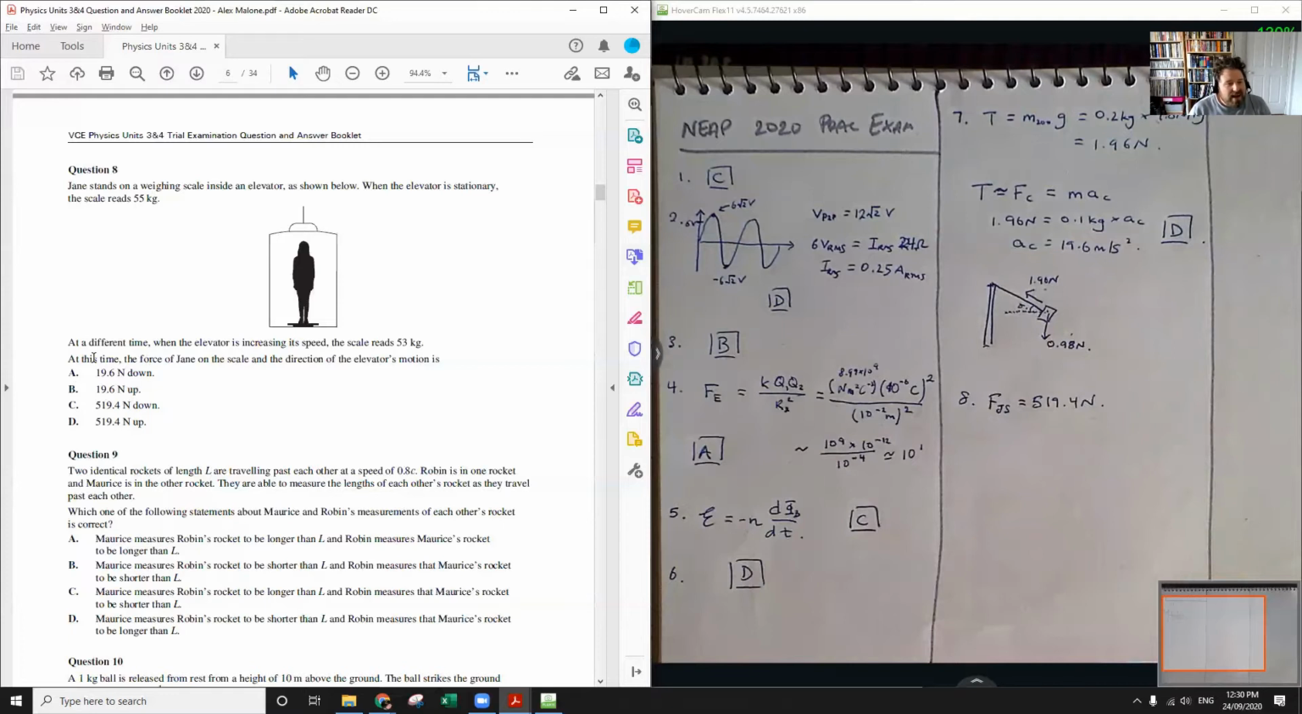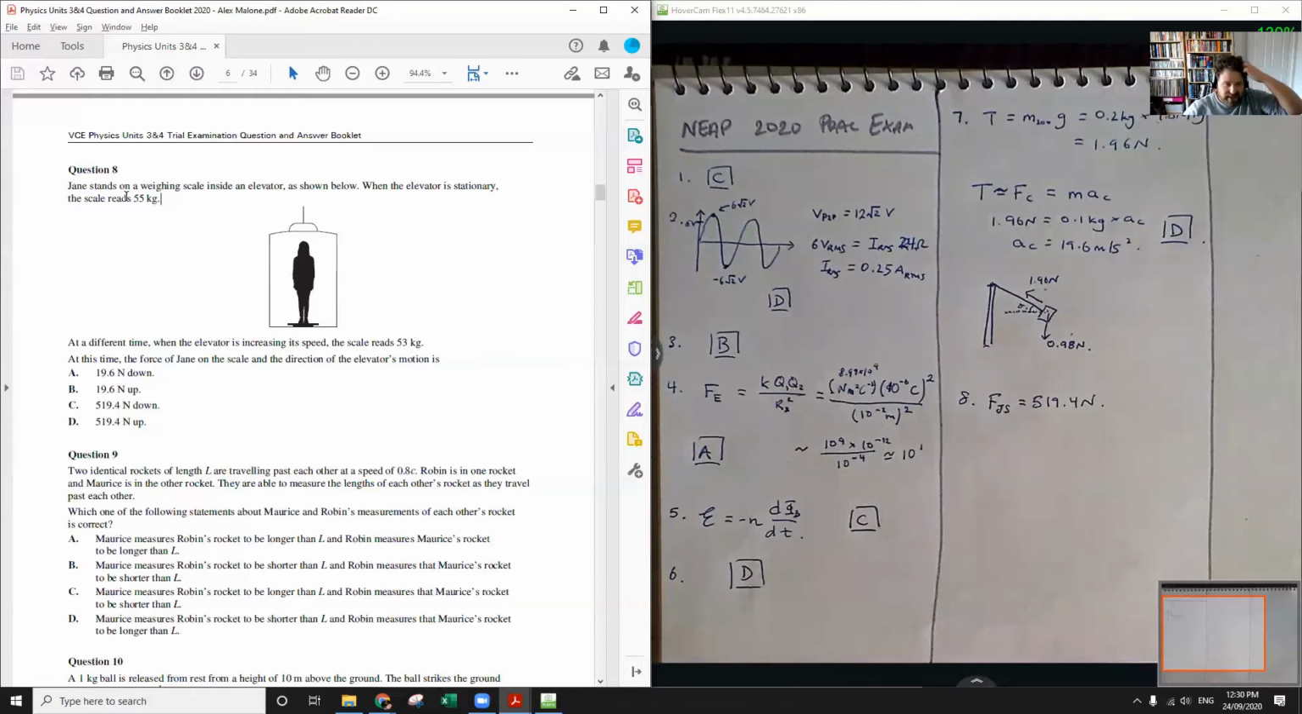Then at this time, the force of Jane on the scale, oh, we wanted the direction of the elevator's motion. Okay. So she weighs less now than she actually weighs. When she was stationary, she weighed 55 kilograms. So that means the normal force acting on her now is less than usual. Now that's what happens when you drop.